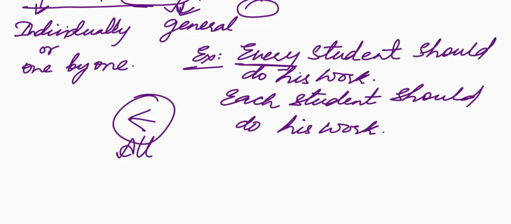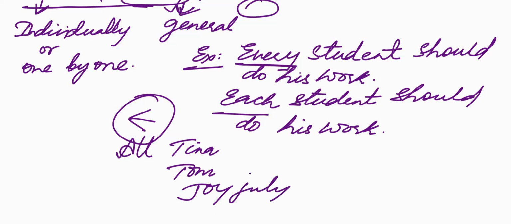Now, let us assume she says the second sentence: each student should do his work. If she calls out the names Tina, Tom, Joy, Julie, each of you should do your homework. Here she is referring to the students or the members of the group individually, one by one. Here in every, she referred to every student in a general way. Coming to each, she is referring to the students individually, one after the other. I hope you have understood the slight difference between each and every.